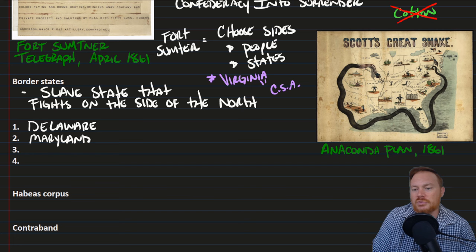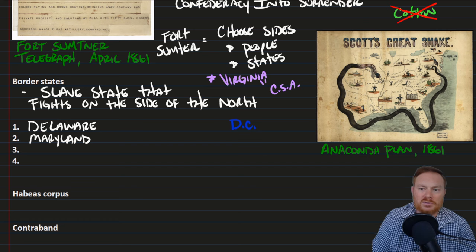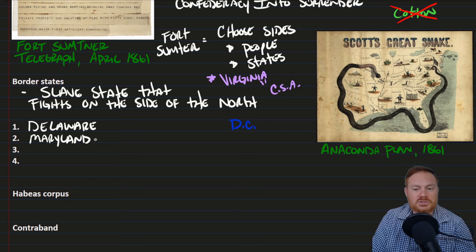Now, Maryland, this was a state that was occupied by Union troops very early on because the capital of the United States was in Washington, D.C., which is on the border of Maryland and Virginia. So for the North, they couldn't let Maryland secede because that would mean that the nation's capital would be separated from the rest of the country. So Maryland was forced to fight for the Union pretty early on.